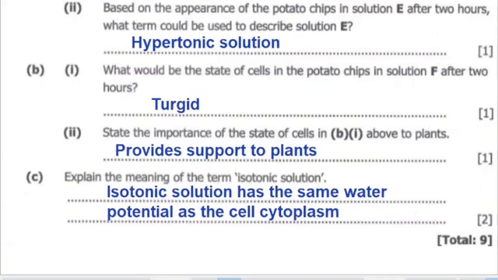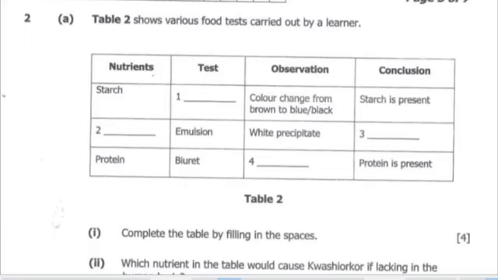So we are done answering our question 1. Let us now move on to our second question. So this is our question 2 right here. Under our question 2, we have question A. Table 2 shows various food tests carried out by a learner. So this is table 2. In this table 2, we have nutrients, test, observation, conclusion.